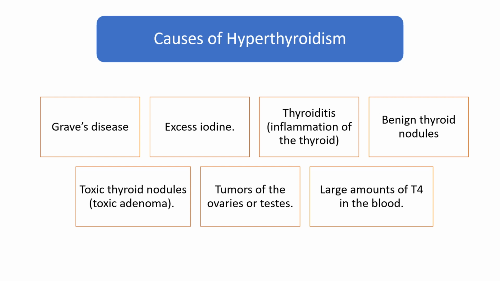As we all know, thyroid hormone is made up of iodine. Excess of iodine can increase the production of thyroid hormones. Thyroiditis can damage the thyroid gland and release the stored hormone into the body. Thyroid nodules or extra growths of the thyroid gland can increase the amount of thyroid hormone production. Some tumors of ovaries and testes can also increase the amount of thyroxine. And thyroxine intake in large amounts due to hypothyroidism can also lead to hyperthyroidism.